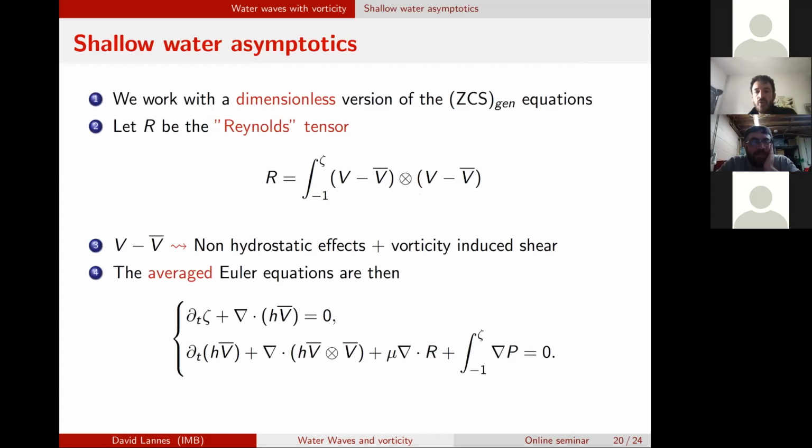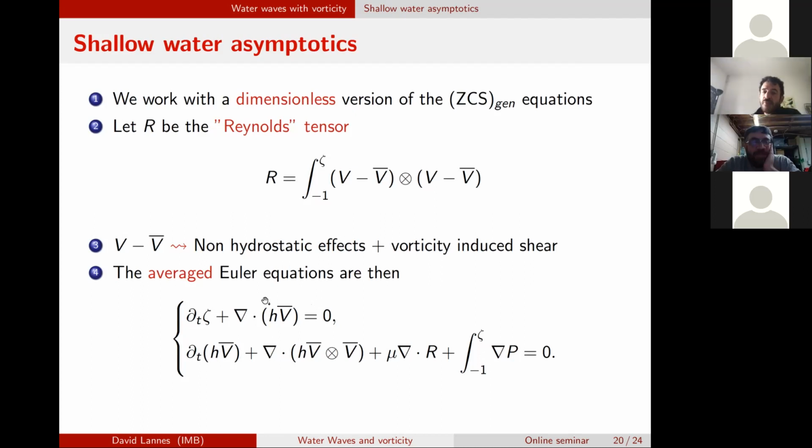So a way to understand what happens is to rewrite the Euler equation under this form. We have already seen that the first equation, the kinematic equation, can be written exactly in terms of zeta and the vertically averaged horizontal velocity v bar. So dt zeta plus divergence of h v bar, where h v bar is the discharge. As I said, this can be obtained by integrating vertically the incompressibility condition. You do not need to use the irrotationality condition to obtain this equation. So this equation remains exact.